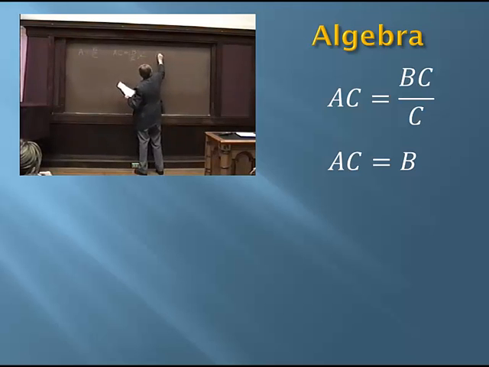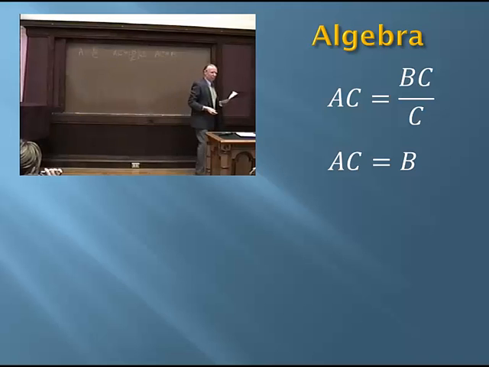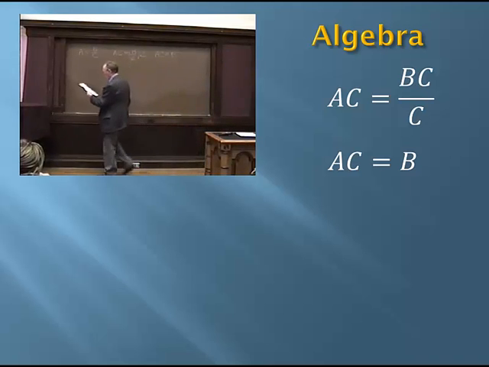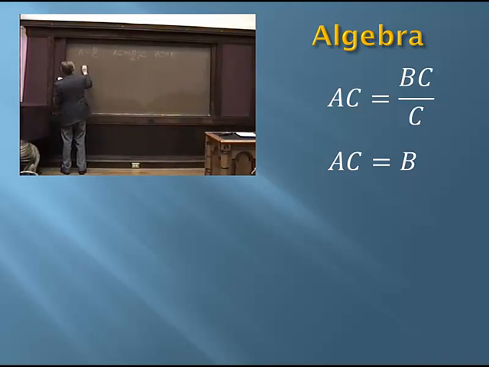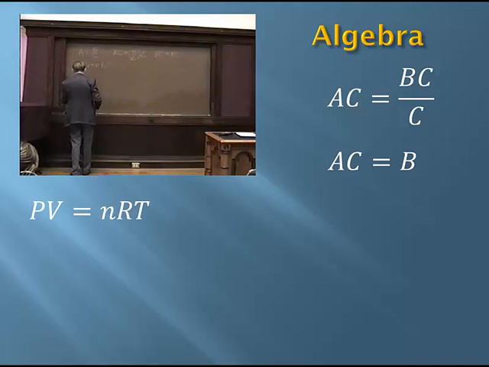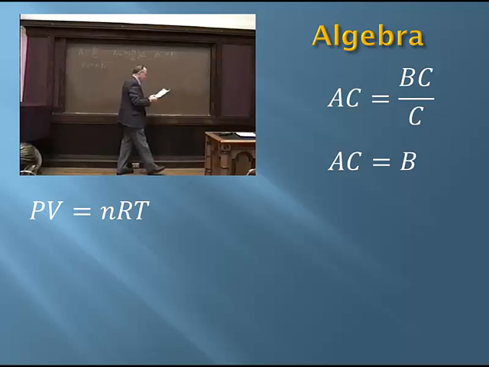It is not the same as that equation over there. AC equals B is what I meant to write. Here's another one that is more like the kind of thing that you run into. If PV equals nRT, how can I rearrange that equation?